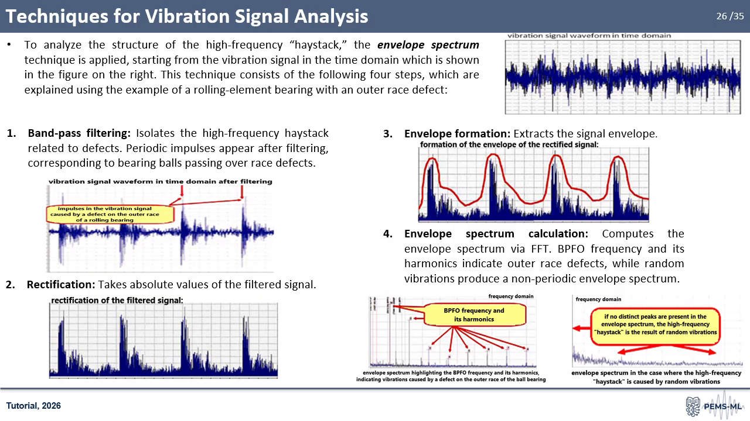This method involves 4 steps, which are explained using the example of a rolling element bearing with an outer ring defect. The first step is bandpass filtering, which isolates the high-frequency haystack. The second step is rectification, which takes the absolute values of the filtered signal. Third, the signal envelope is formed. Finally, the last step is the calculation of the envelope spectrum using the fast Fourier transform. In the case of an outer ring defect, the envelope spectrum shows the ball-pass frequency of the outer ring and its harmonics. In contrast, random vibrations produce a non-periodic envelope spectrum.